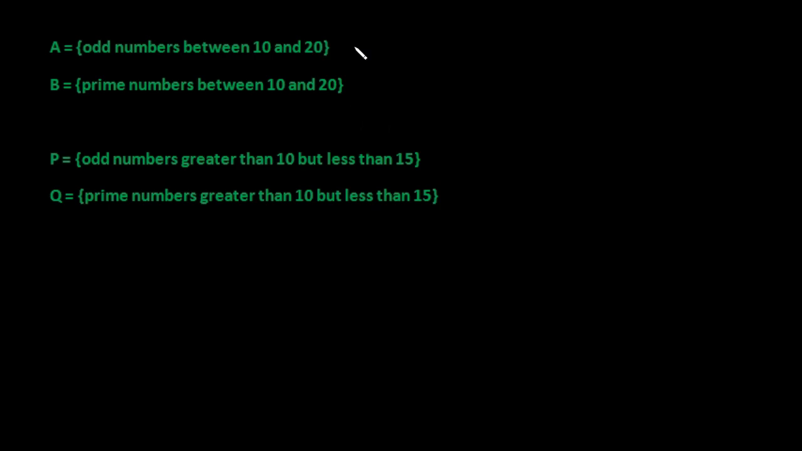Set A has odd numbers between 10 and 20. Odd numbers are numbers that cannot be divided by 2 without leaving a remainder. Between 10 and 20, we have 11, 13, 15, 17, and 19, because 20 is not less than 20. Don't mind my curly bracket.